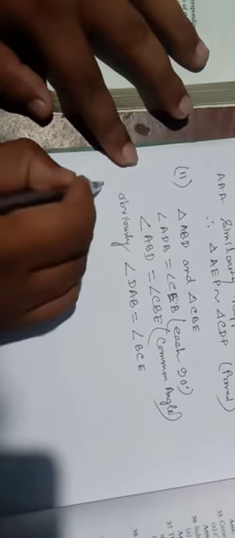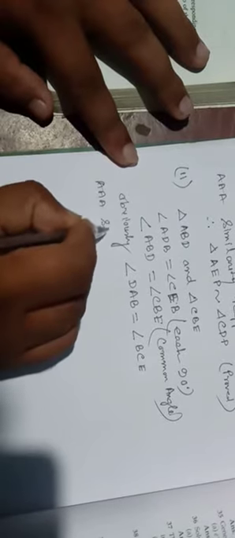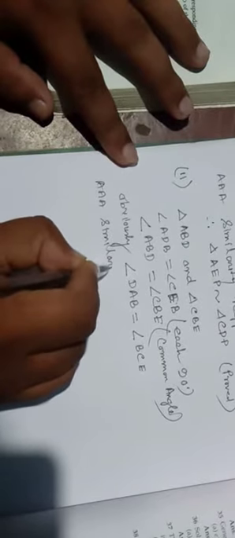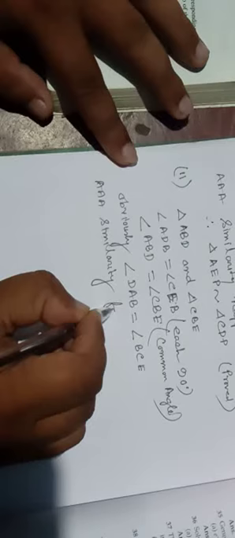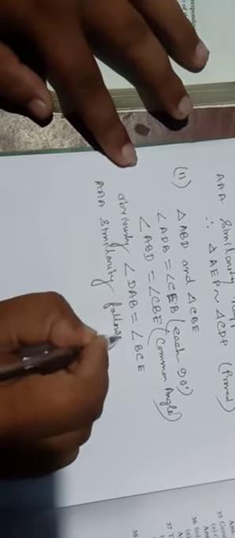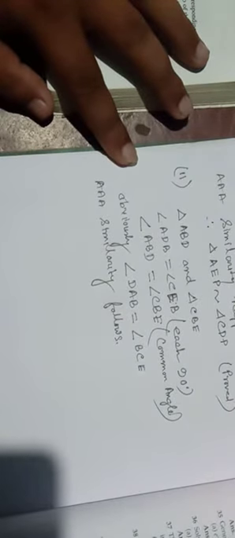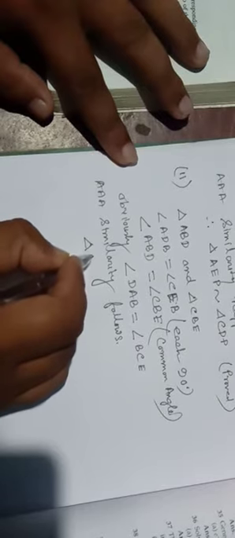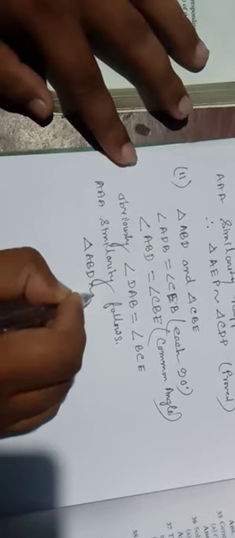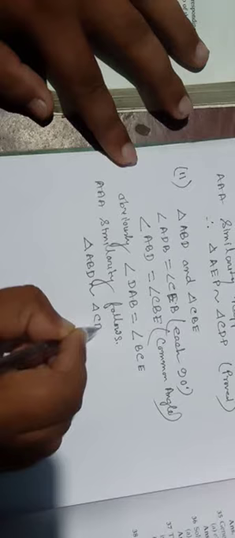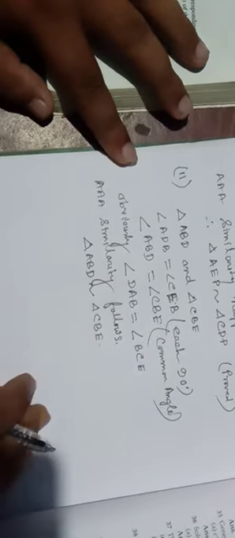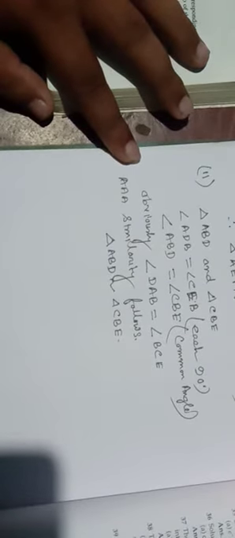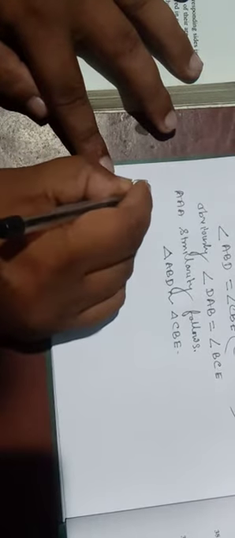So here also angle similarity follows. So we can say that triangle ABD is similar to triangle CBE. Next, come to the third one.